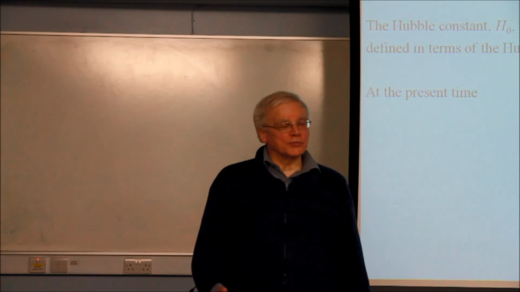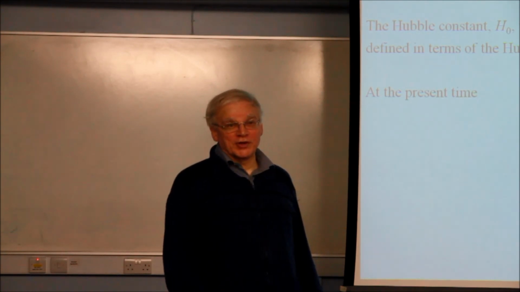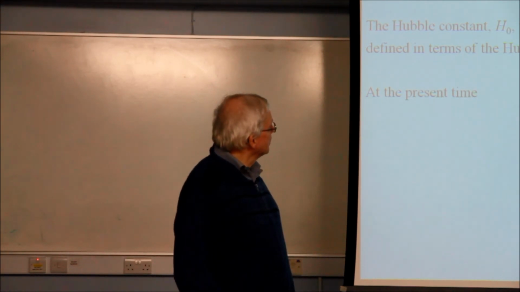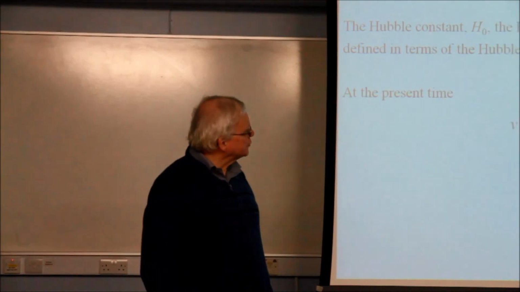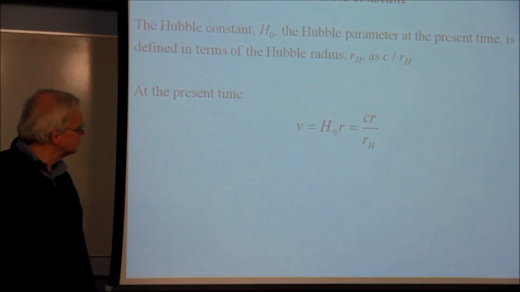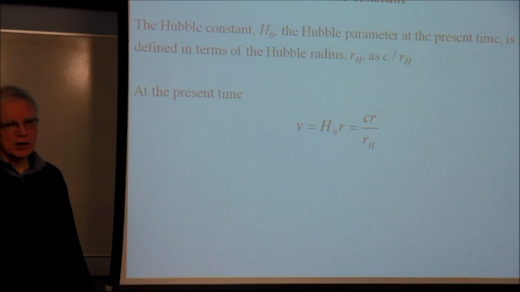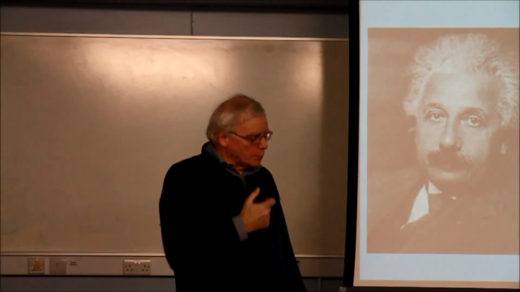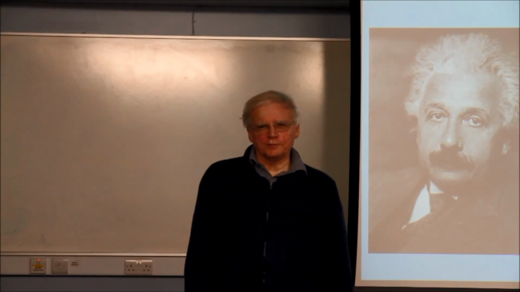The Hubble constant is what the value of that Hubble parameter is now. And this is defined in terms of the Hubble radius as c over R_H. So it's a quite simple equation, v equals H naught r equals c r over R_H. So this is the only time I will use tensors in this talk.